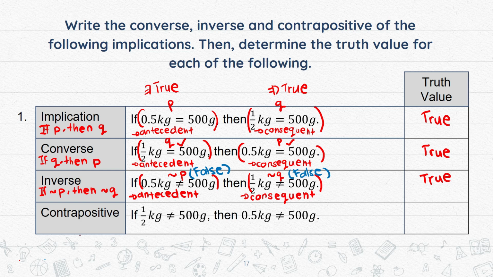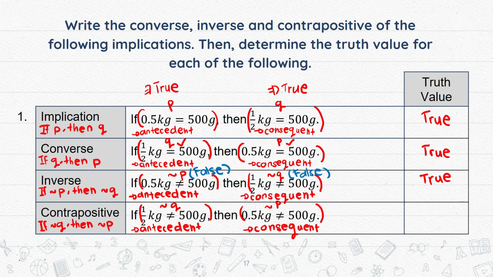For the contrapositive, the form is: if tilde Q, then tilde P. From this statement, we determine which one is tilde Q and which one is tilde P. 1/2 kilogram is not equal to 500 gram is tilde Q. 0.5 kilogram is not equal to 500 gram is tilde P. Now tilde Q will become the antecedent, and tilde P will become the consequent.